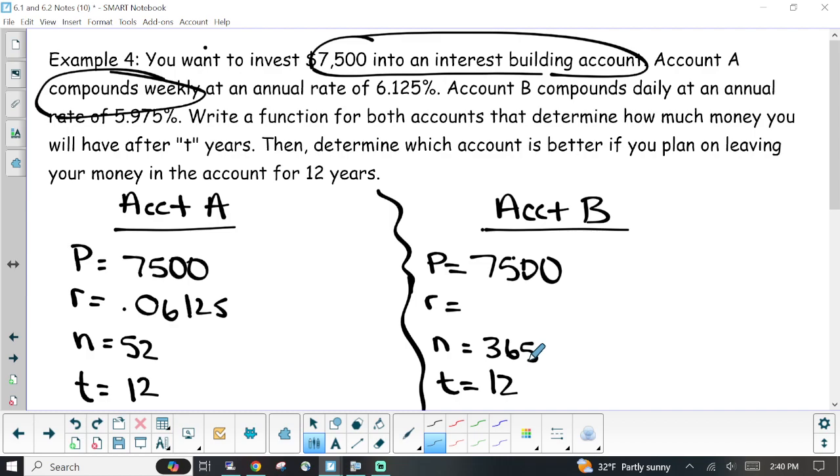So, account B compounds daily, which means it collects interest every day, which means my n has got to be 365, and my interest rate on the daily one is 5.975%.